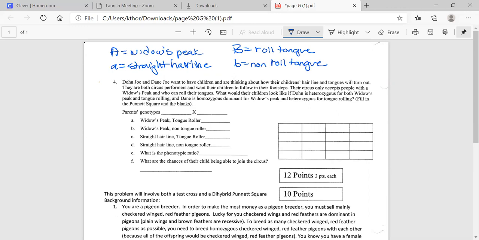Okay, so let's figure this out. What would their children look like if John is heterozygous for both? All right, so there's John. And Jane is homozygous dominant for widow's peak and heterozygous for tongue rolling. Okay. Well, let's go ahead and put it to work.